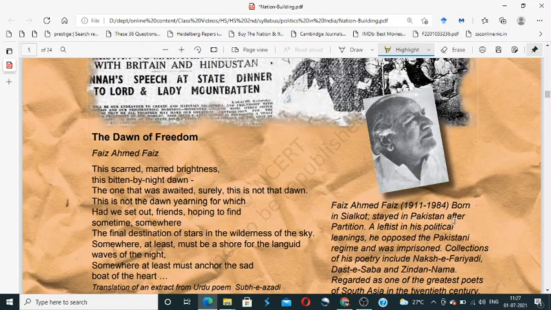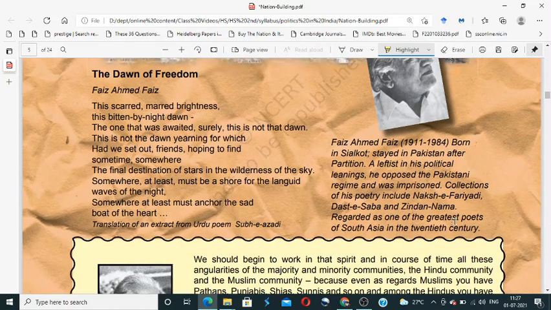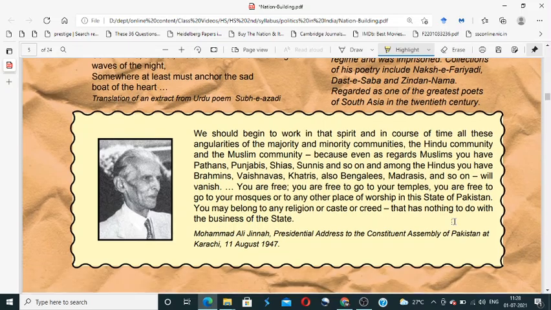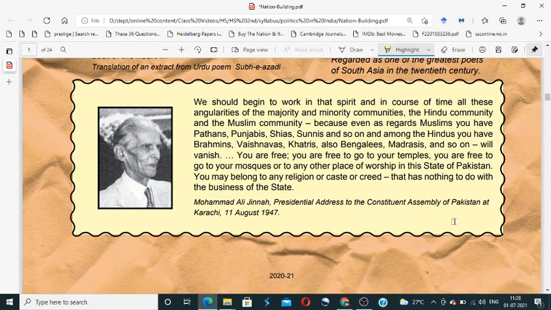So these were the strong words put by Faiz Ahmad Faiz, who was a well-known leftist, and later on he moved to Pakistan, of course, but then he was imprisoned there too. So in the words of Muhammad Ali Jinnah, we all remember him. In India, basically he is seen as a villain, a person who wanted to make Pakistan an independent country separate from India.